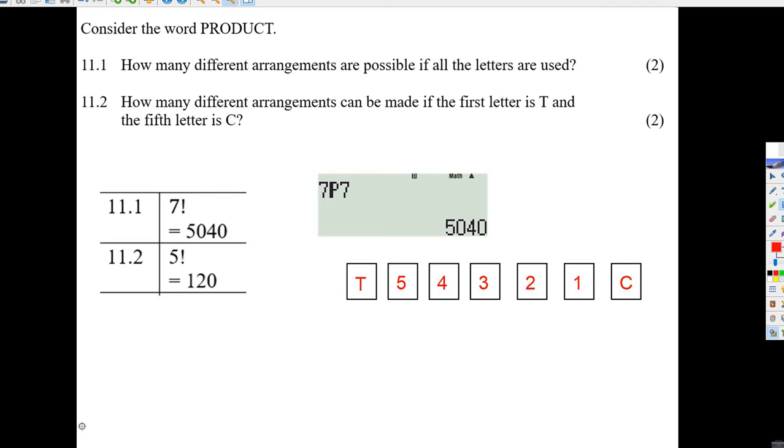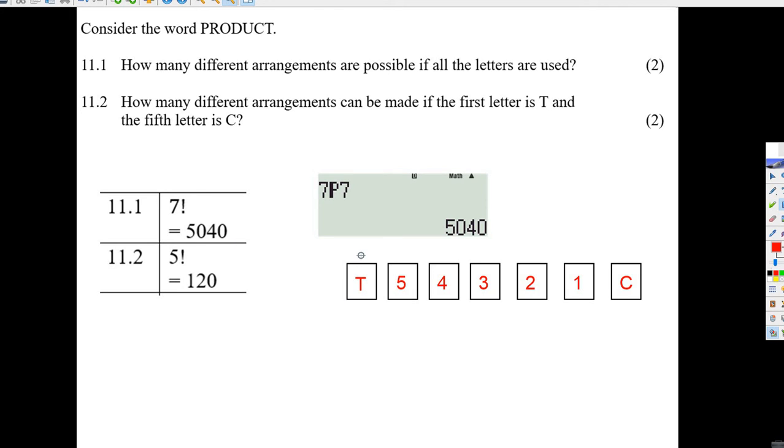Okay, let's try the permutation and combination part of the probability part here. Let's just try it. Consider the word PRODUCT. So the product has 1, 2, 3, 4, 5, 6, 7 distinct letters. How many arrangements are possible if all the letters are used? Well, a lot of people just know, and a lot of people got these 2 marks because they knew it was 7 factorial. But why is it?